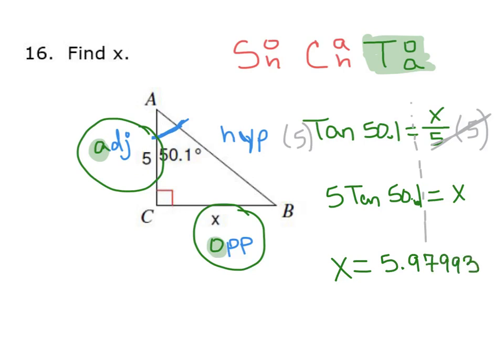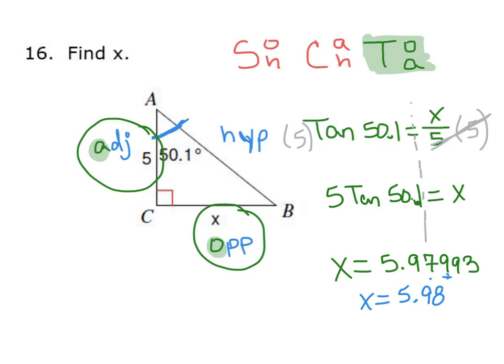5.97993. Now, if we're rounding to our third decimal spot, this 9 is what we're going to look at. The number after is bigger than 5, which means this 9 goes up. But since it goes up to a 10, it's going to bump the 7 in front of it to an 8. So we're looking at 5.98.